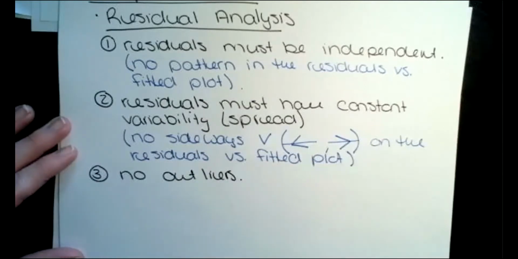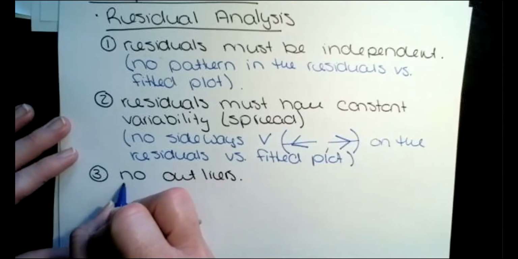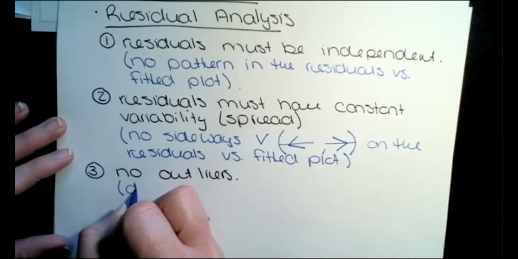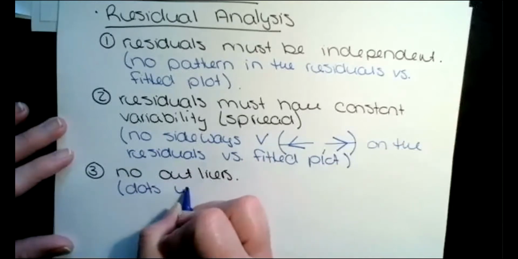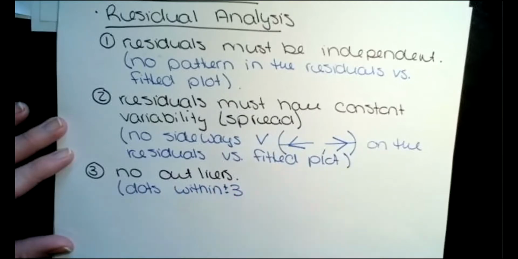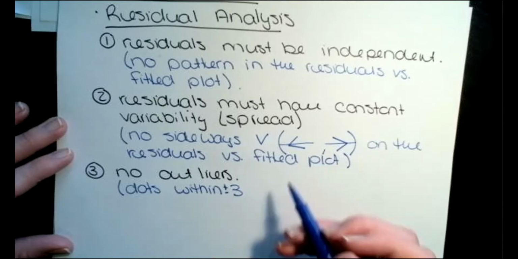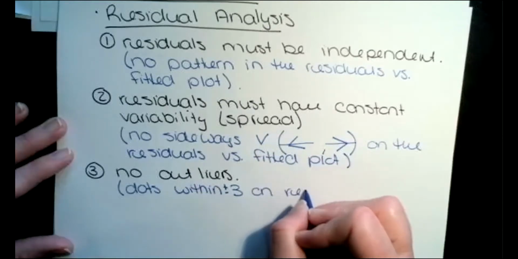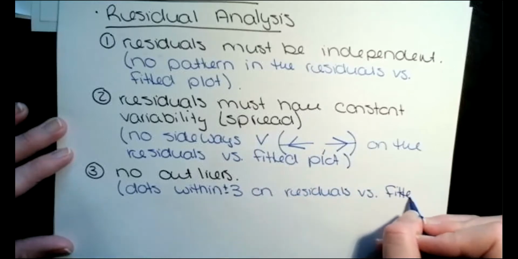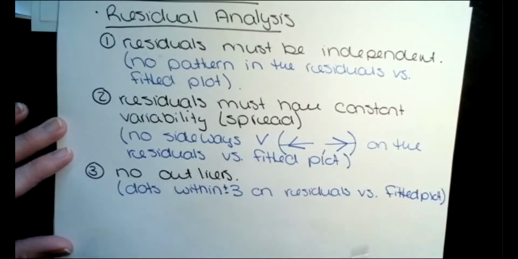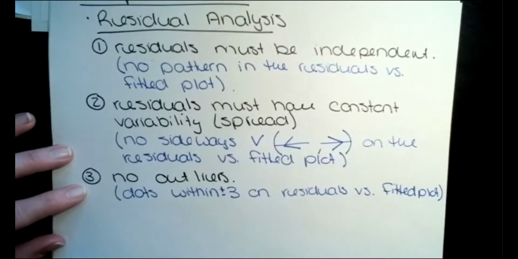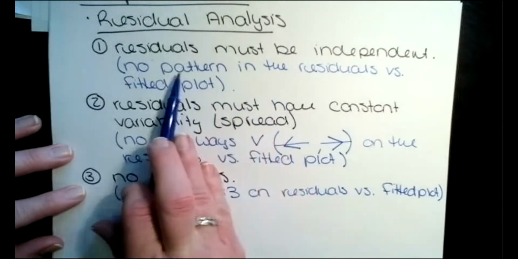So here, I'm looking for the values, my dots, to be within 3. So I'm going to put plus or minus 3 here. So when we look at this, I'm going to put on a residuals versus fitted plot. When I'm looking at that plot, I can use that same plot for the first 3 requirements. So up here, I just want them to be all over the place, okay?